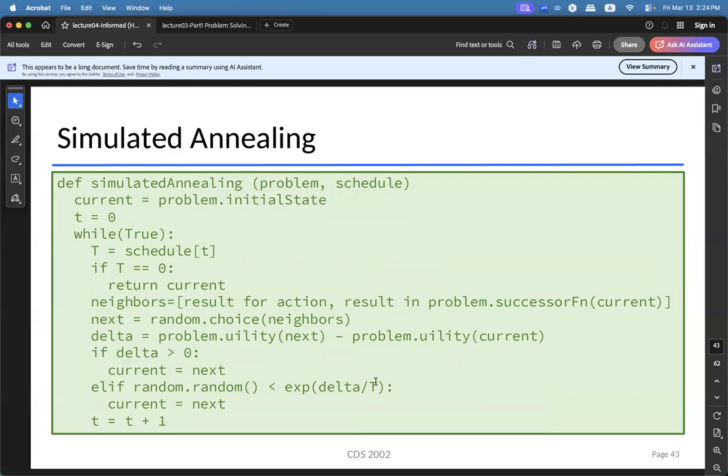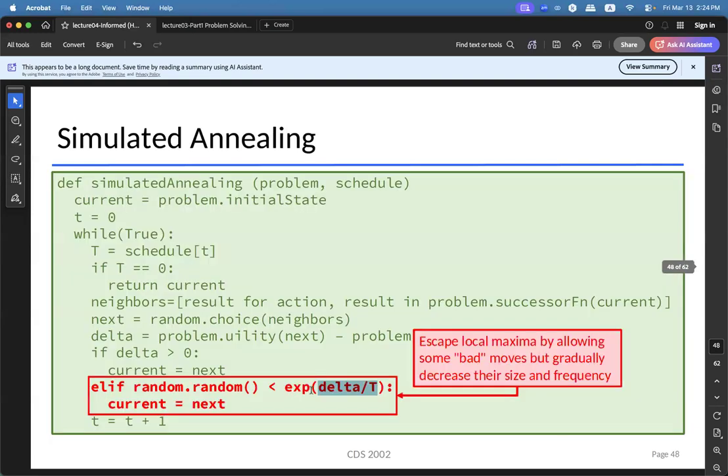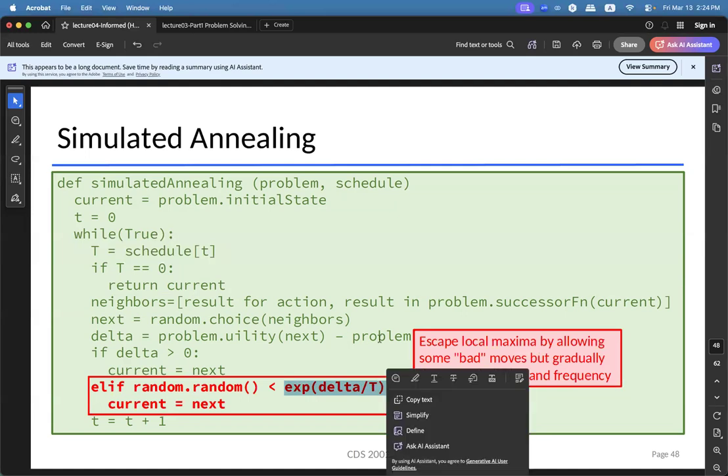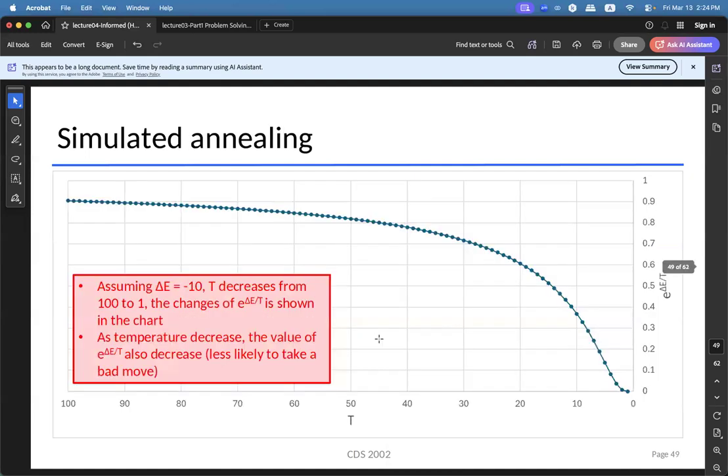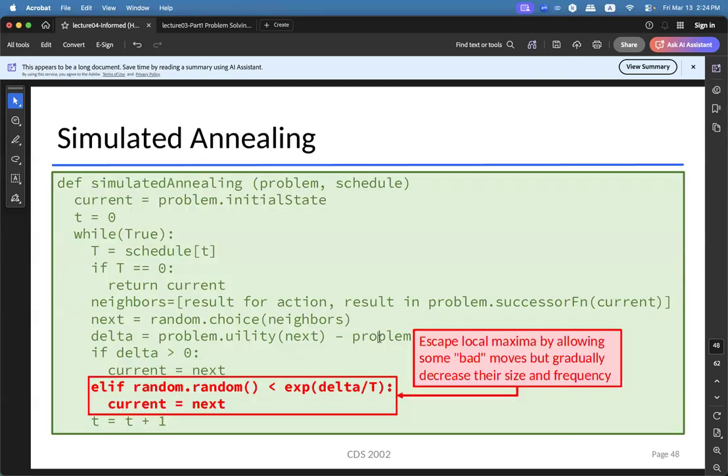Because we are simulating how the metal is cooling down after the metal forging. It starts hot, so the temperature keeps decreasing. That is why T keeps decreasing as the search continues. And as T decreases, this e to the power of delta E over T chunk will also decrease, according to this graph. Because of that, the threshold for taking a bad move is gradually decreasing as well.